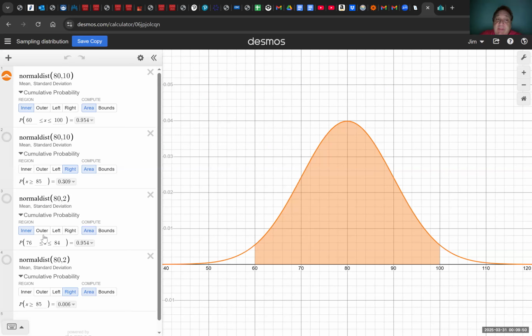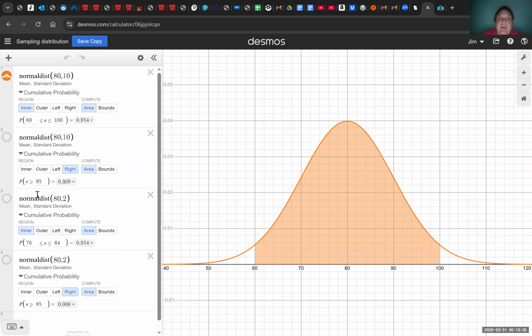So I have here on Desmos, I already prepared some graphs to show you. This is the original distribution. You can see that the mean is 80 and it goes by tens because that's the standard deviation of our original distribution. I marked off two standard deviations. So this is two standard deviations below and two standard deviations above. So the data here is 95% of the data. Remember this 68, 95, 99.7% empirical rule. We know if we go two standard deviations above and below, that's 95% of the data. So that's most of the data within 60 to 100.